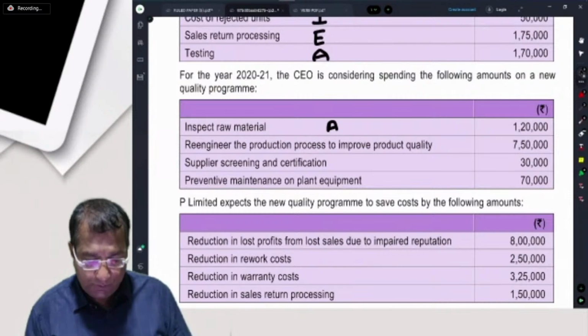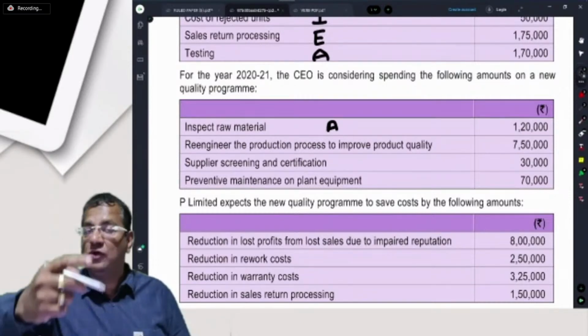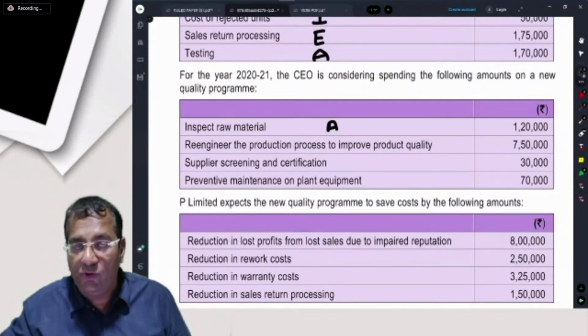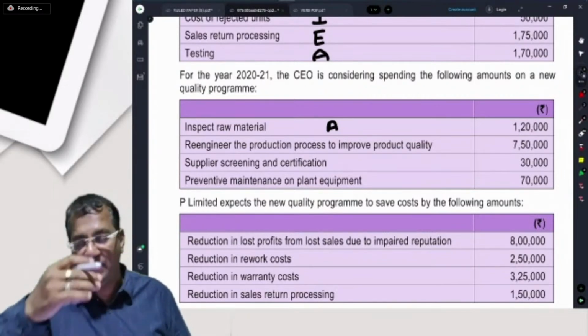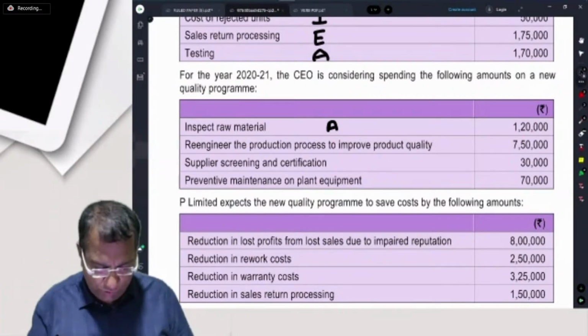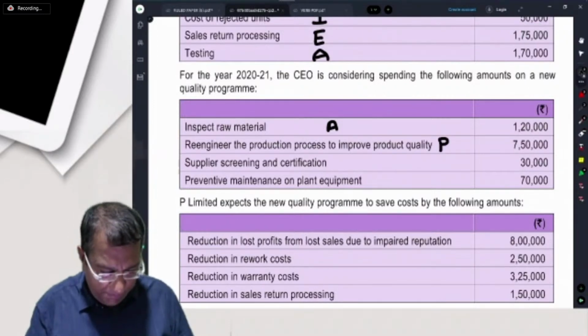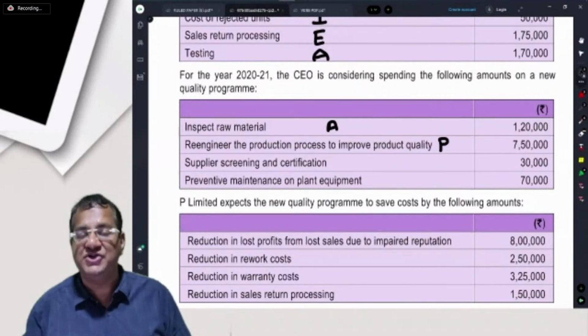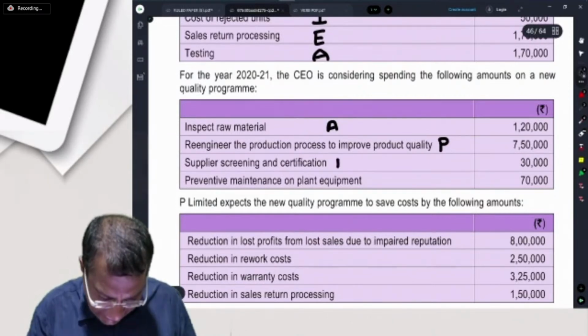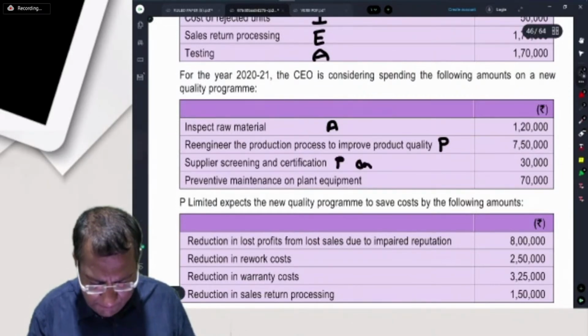Re-engineer the production process to improve product quality. Not control product quality, but improve product quality, meaning defects will definitely be lower. So this will be the prevention cost. Clear? Supplier screening and certification. So it can be preventive, it can be appraisal.